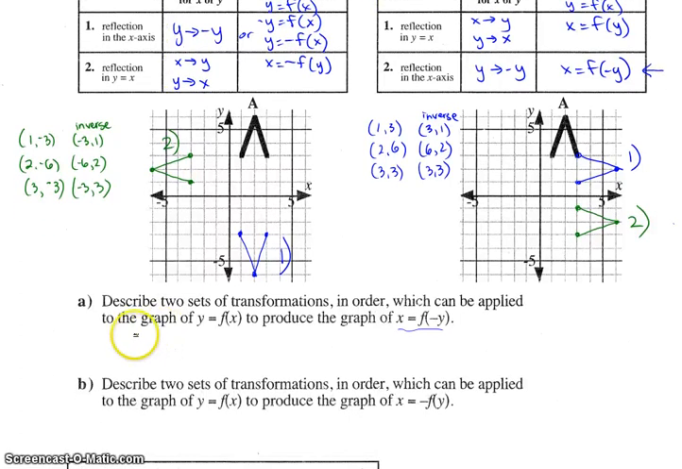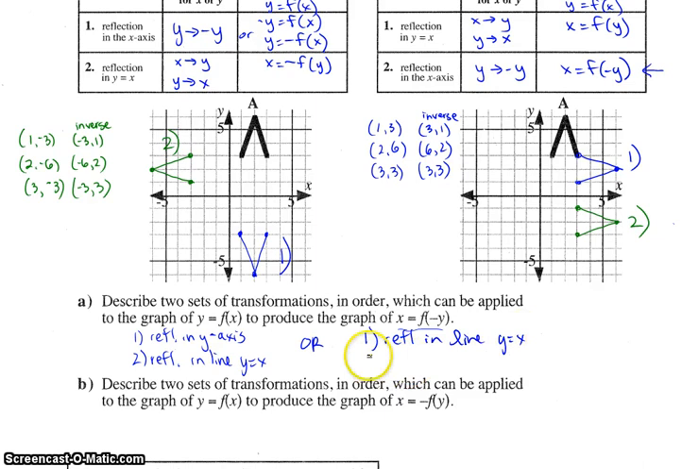Okay, so let's write that down. So reflection in the y-axis, then reflection in the line y equals x, or firstly, reflection in the line y equals x, and then secondly, reflecting in the x-axis.